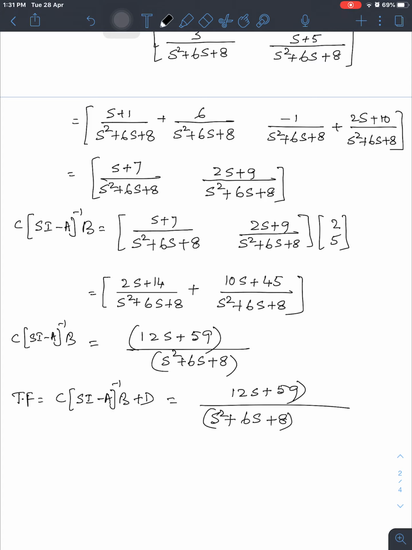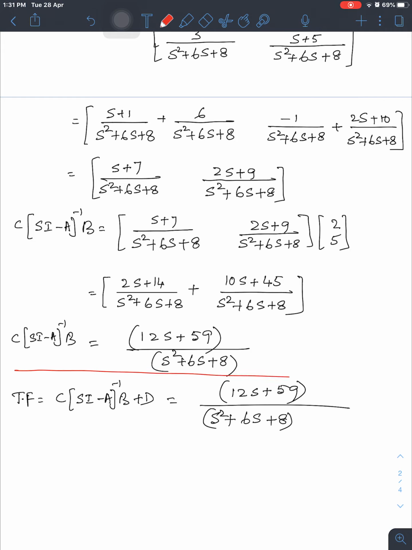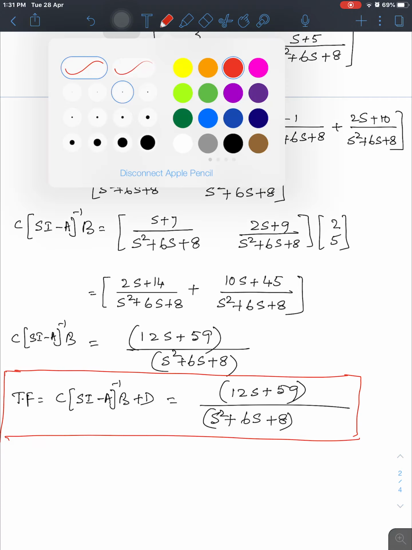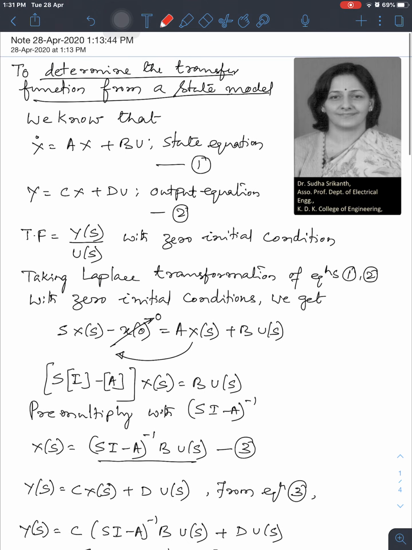So this is how we arrive at the transfer function. A very, very simple method. All we have to do is do the computation properly. Carrying out the computation properly will give us the exact result. Right? A quick recap we can have before we wind up.